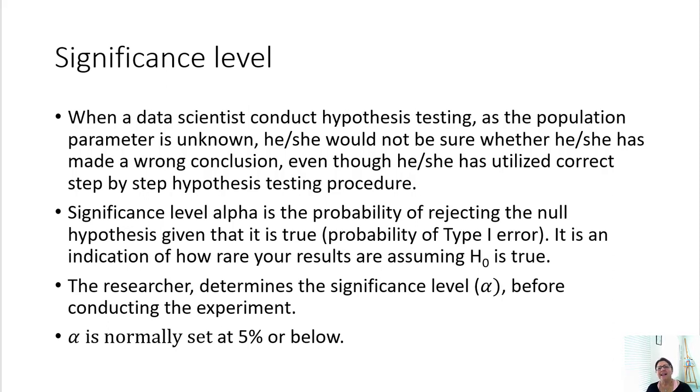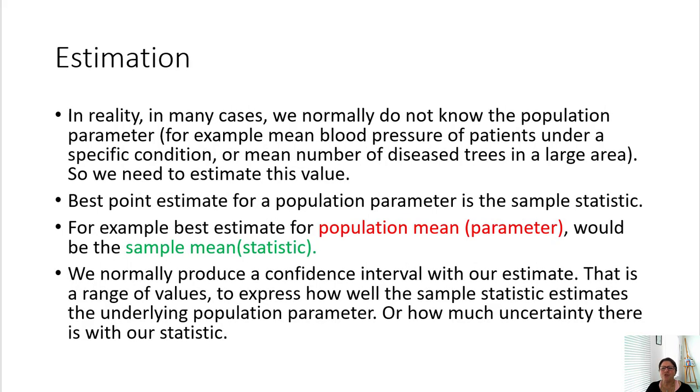Now, we have got another type of error in hypothesis testing. We call it type 2 error, and that is the probability of accepting the alternative hypothesis when it is wrong. That is type 2 error, and then we have got the power of the test, which is the probability of not making a type 2 error. So these are all the things that you should really know for an introductory statistics subject.